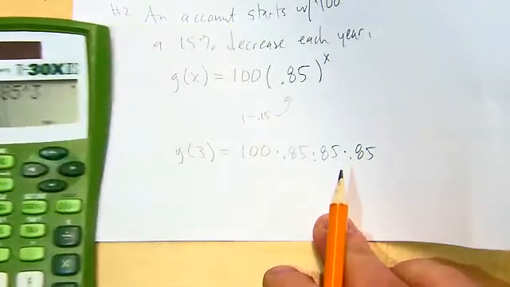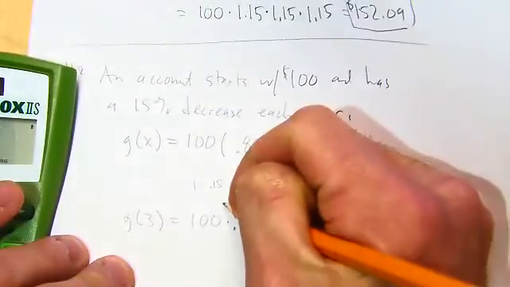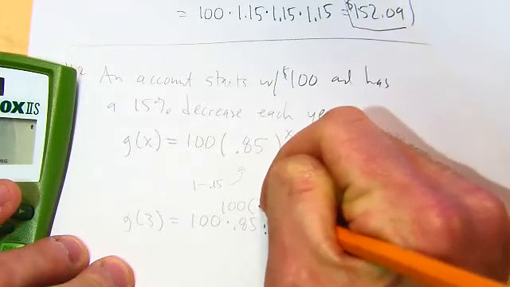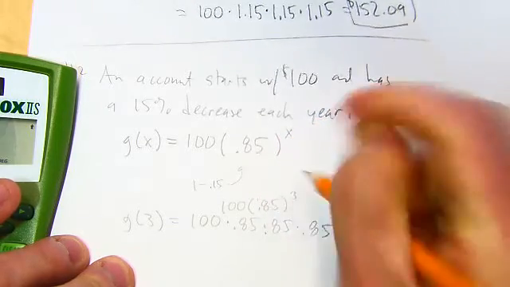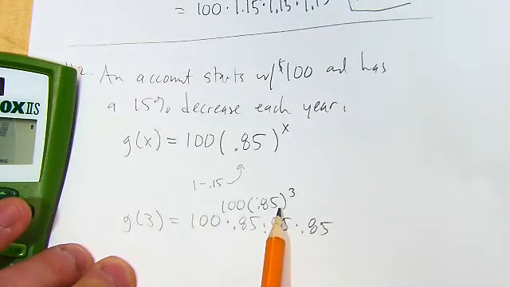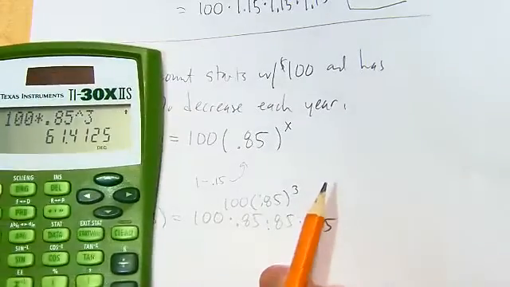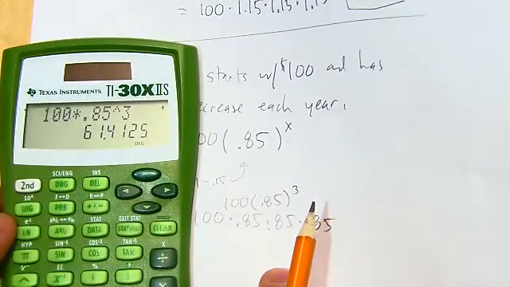Let me write that here. 100 times 0.85 to the third is what I'm actually doing. Okay, $61.41.